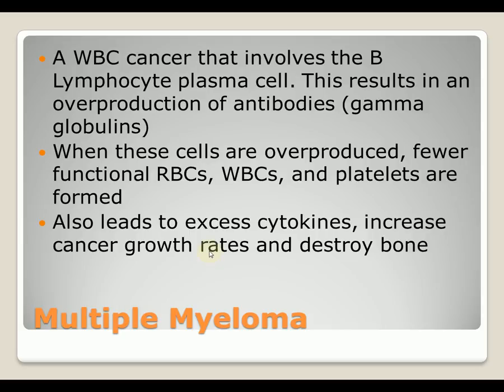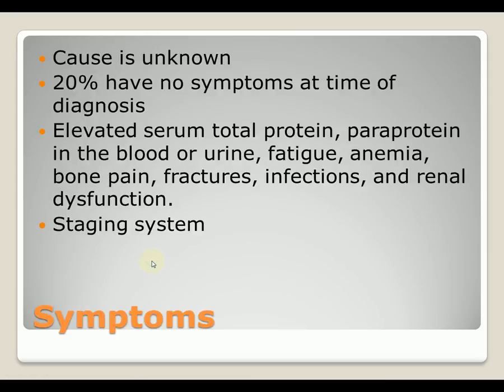Multiple myeloma is a white blood cell cancer that involves the B lymphocyte plasma cell. This results in an overproduction of antibodies, gamma globulins. When these cells are overproduced, fewer functional red blood cells, white blood cells, and platelets are formed. That also leads to excessive cytokines, increased cancer growth rates, and destroyed bone.